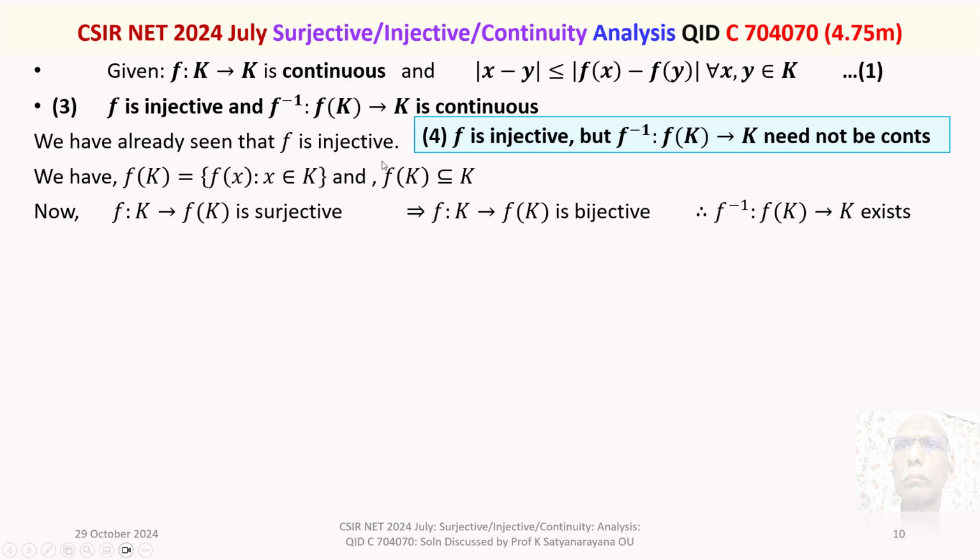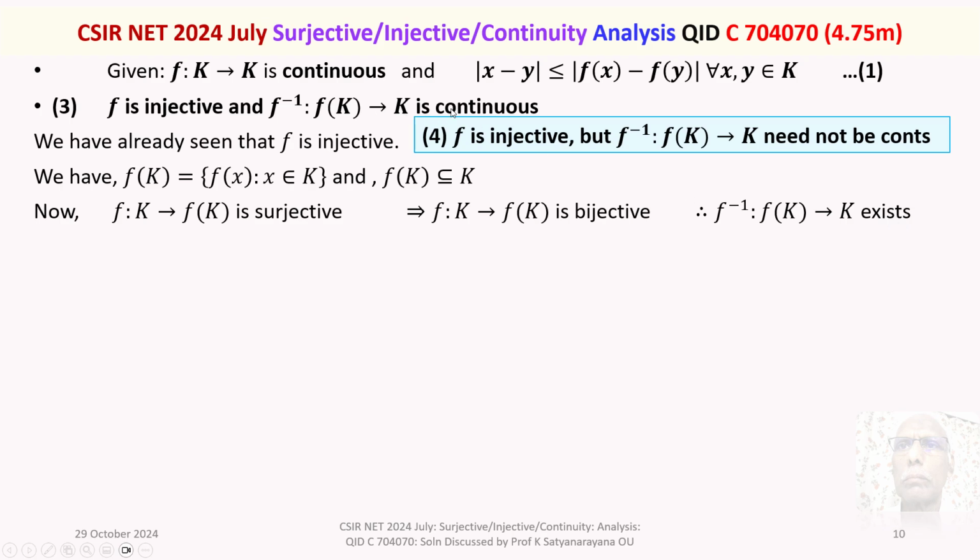Injective from k to k is injective. Therefore k to f of k is also injective. So f is injective and surjective. Therefore f from k to f of k is bijective. Therefore its inverse exists. The inverse will be f of k to k. So f inverse from f of k to k exists.